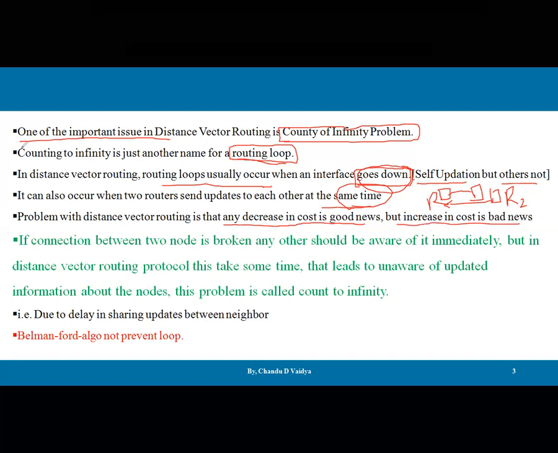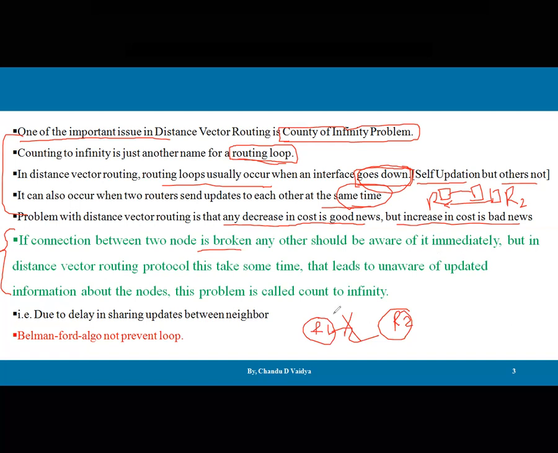Okay, after discussing these few parameters, guys, let's switch to the exact definition of the count to infinity problem. Please focus on this particular line. If the connection between two nodes is broken, let's say R1 and R2 are two routers connected via some line, and the connection between them gets broken, any other router should be aware of it immediately. That means if the R1 to R2 path has broken, and I have an R3, R3 must be notified immediately.